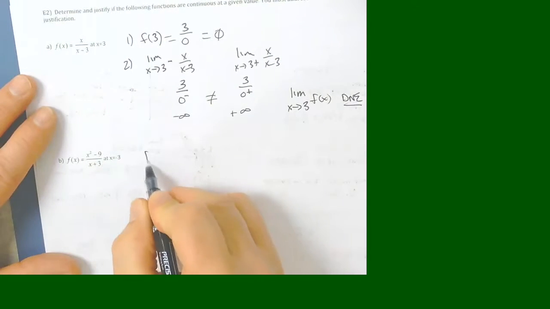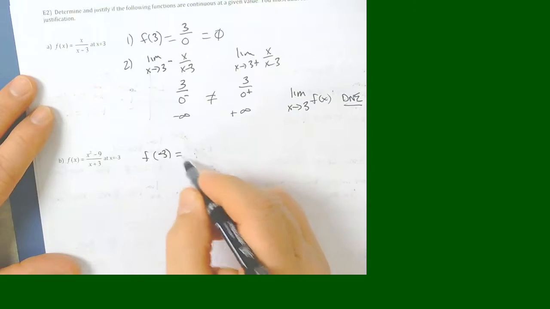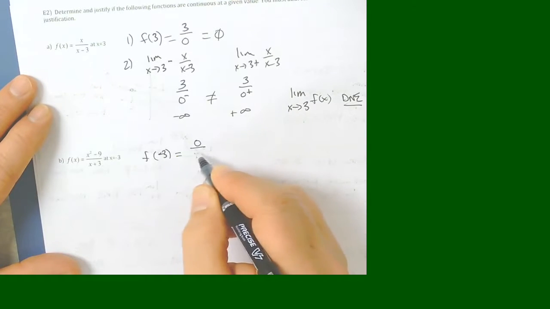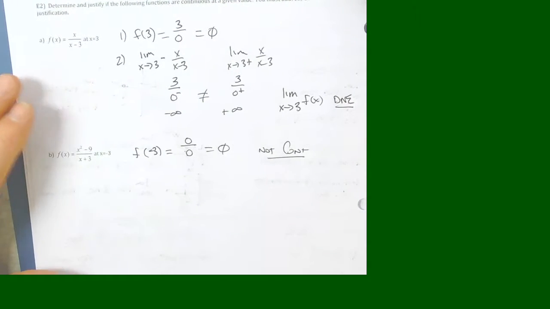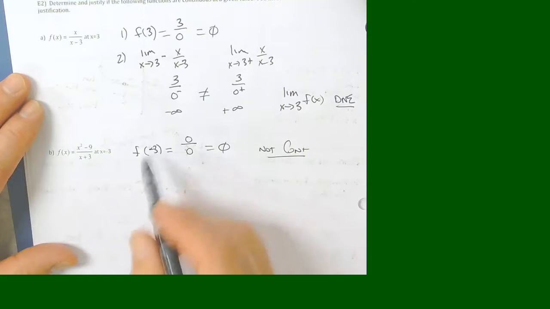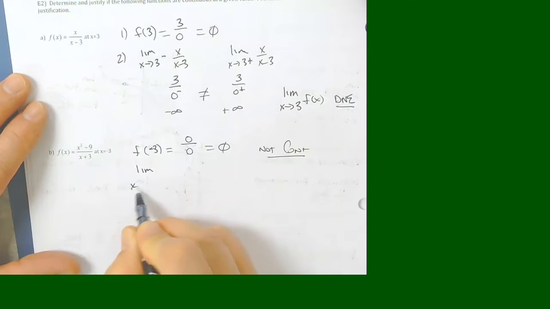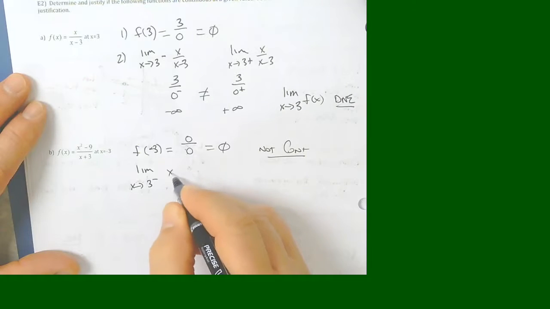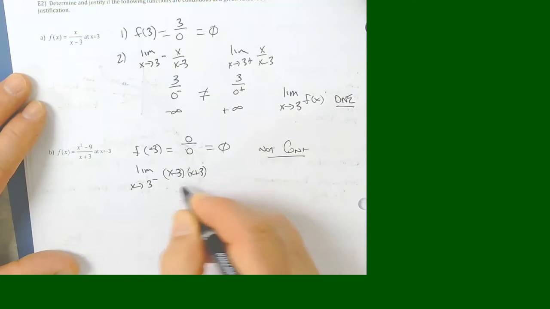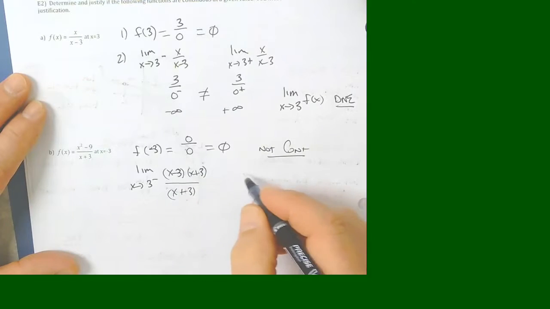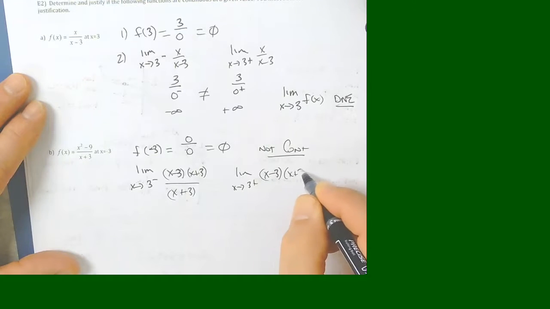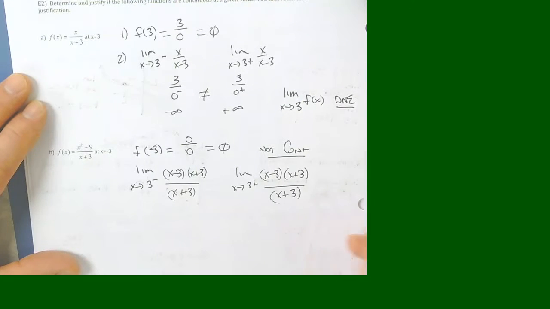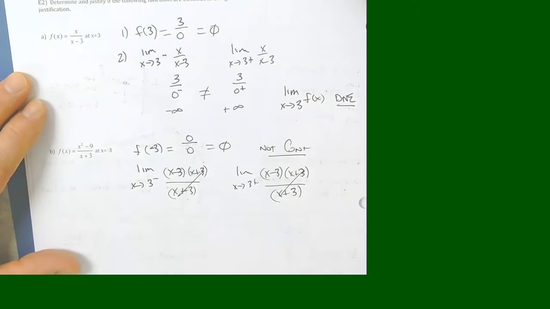Look at number 2. Does f of negative 3 exist? F of negative 3 is 0 over 0, which is undefined. We are done. We have not met our criteria. We are not continuous. But let's look at the limit anyway. Limit as x goes to negative 3 requires we look at x minus 3, x plus 3, over x plus 3 from the left and from the right. We remove our discontinuity.